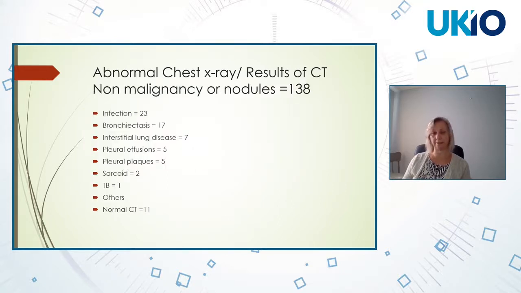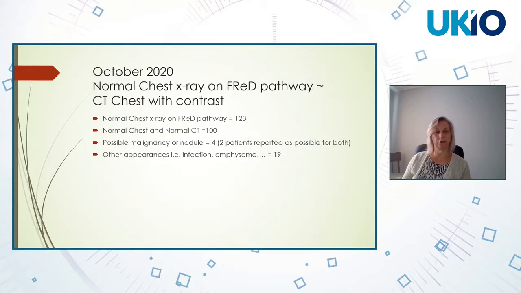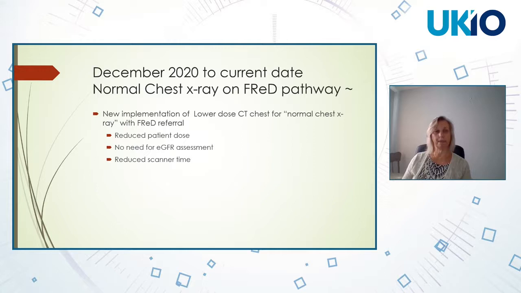We found other abnormalities. In October 2020, the chest physicians asked us to review what we were doing with the patients that we had diagnosed as having a normal chest x-ray, and we were asked to do CT scans of those with contrast. So we did 123 patients, and these were reported as normal in 100 patients. We therefore reviewed that again, and it was agreed with the chest physicians that we would now do just a normal CT chest without contrast.